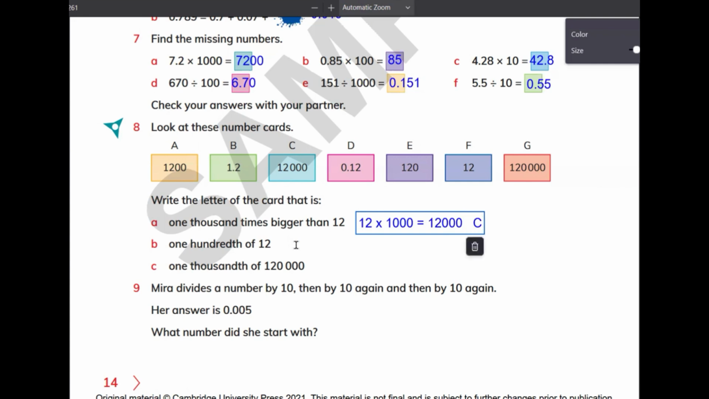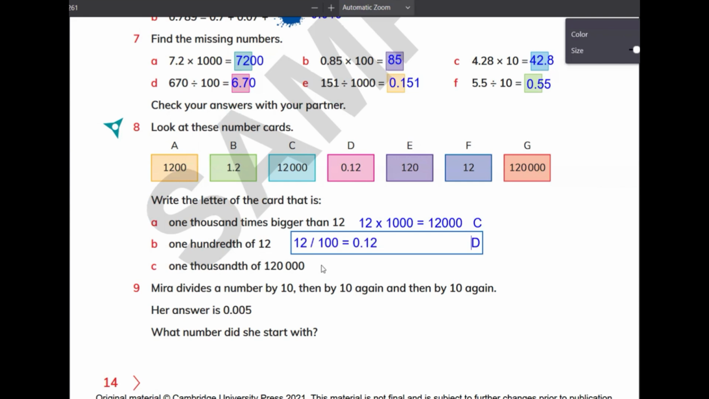Then going to the second one, number B, they say one hundredth of 12. I've told you whenever they say hundredths, with a TH, this means division. And when we say hundreds, without TH, that means multiplication. That means 12 divided by 100. When you divide 12 by 100, you don't have a decimal point, but you need to apply one after 2 digits. So you count 1, 2, and then you put the decimal point. Your answer will be 0.12. Then you look at your cards over there. Which card gives you 0.12? You'll find card number D is 0.12. So D is the correct answer.